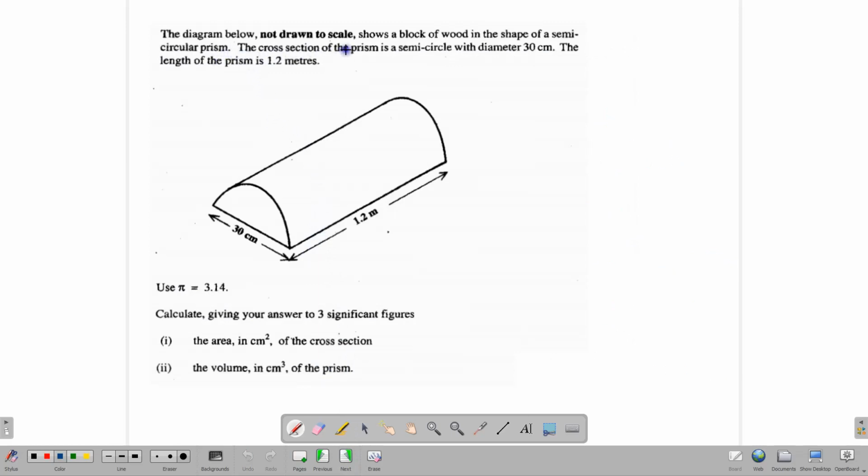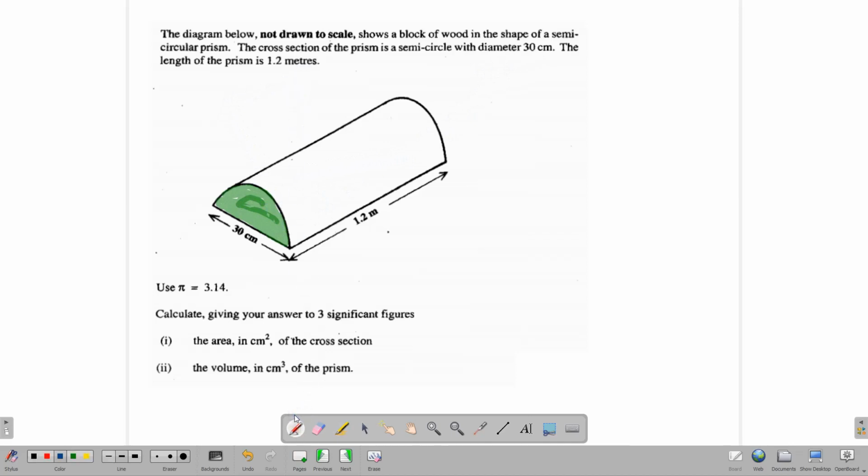The diagram below shows, and note importantly, not drawn to scale, a block of wood in the shape of a semicircular prism. The cross section of the prism is a semicircle. That's here. So here's our semicircle. This is the cross section, and the question went far enough to tell us that. It has a diameter of 30 centimeters and a length of 1.2 meters.